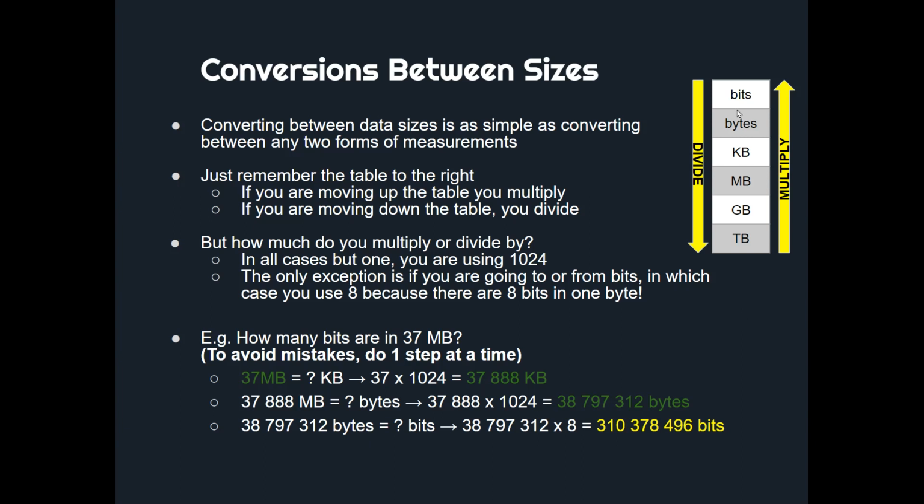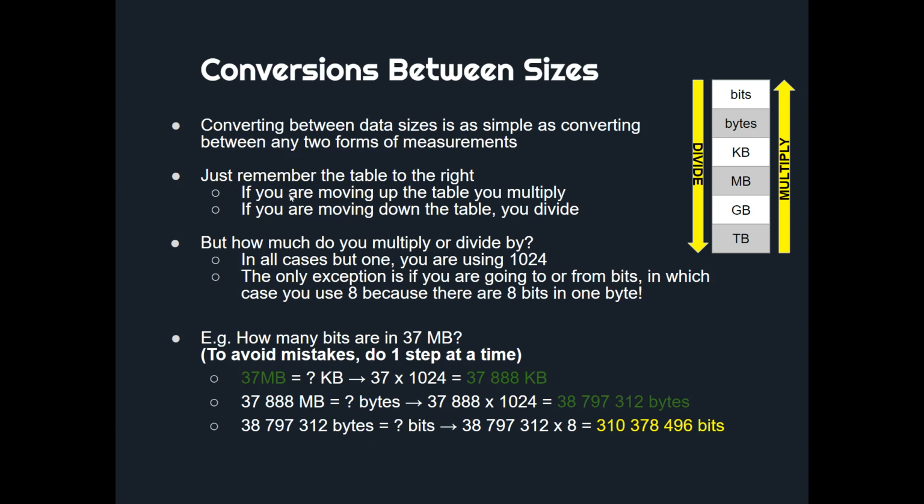Okay? So what this chart is telling us is that anytime we're going up the chart, we're going to multiply. Anytime we're going down the chart, we're going to divide. If you can remember the chart, and up means multiply, down means divide, you will get it every single time. But remember to take your time and do it in steps. Don't try to do it all in one go on the calculator, because you're going to make a mistake. You're going to miss a factor, you're going to type something in wrong, and that's just going to cause you more headaches. Do it one step at a time.